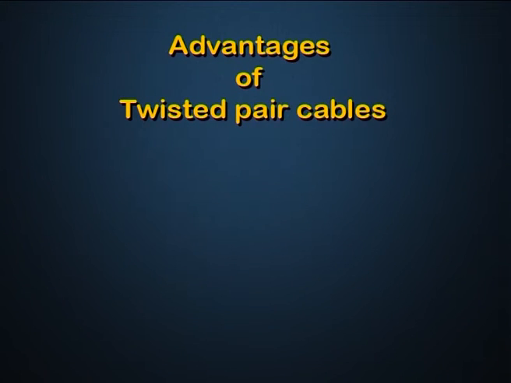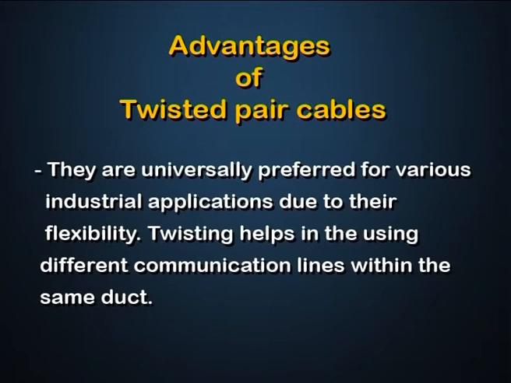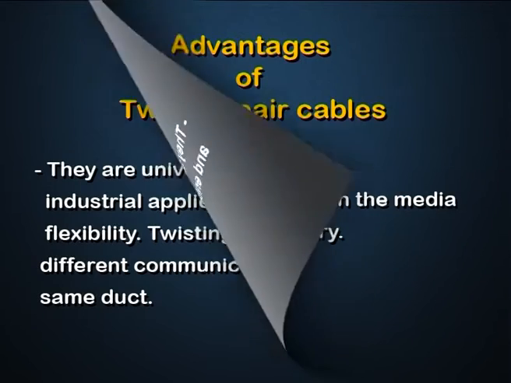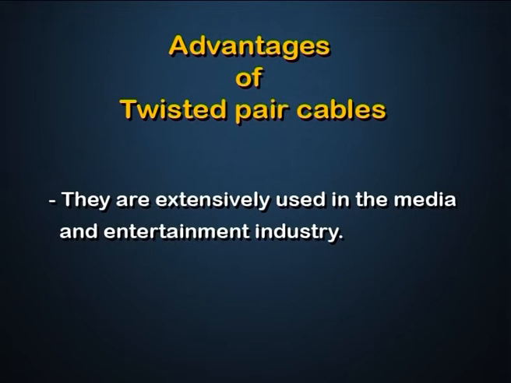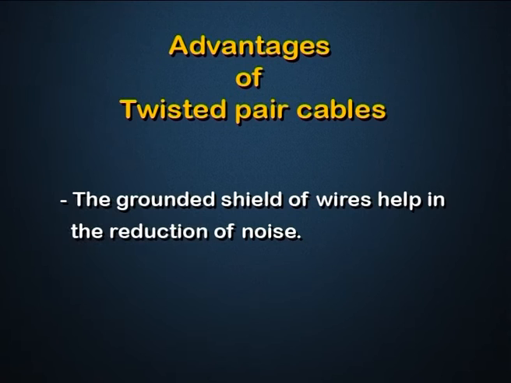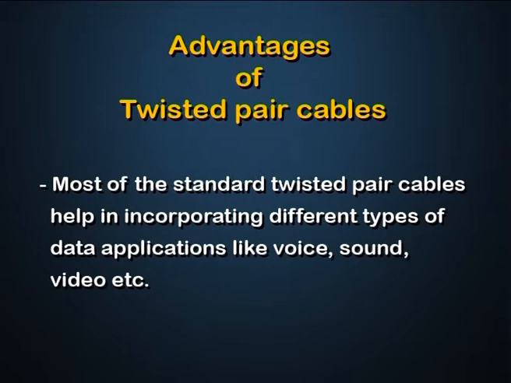Twisted pair cables have certain advantages. They are universally preferred for various industrial applications due to their flexibility. Twisting helps in using different communication lines within the same duct. They are extensively used in the media and entertainment industry. The grounded shield of wires helps in the reduction of noise, and most of the standard twisted pair cables help in incorporating different types of data applications like voice, sound, video, etc.